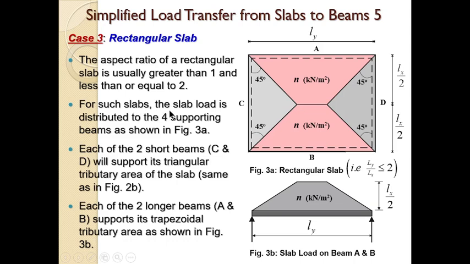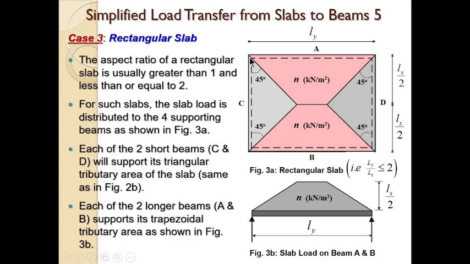Now for such a slab, the slab load is distributed to the 4 supporting beams as shown in figure 3a. If you look at figure 3a, this is a rectangular slab. The load is divided by the 4 supporting beams in this manner. Notice that beam A and beam B are the beams on the long span, that is the LY, while beam C and beam D are the beams on the short span, that is the LX direction.